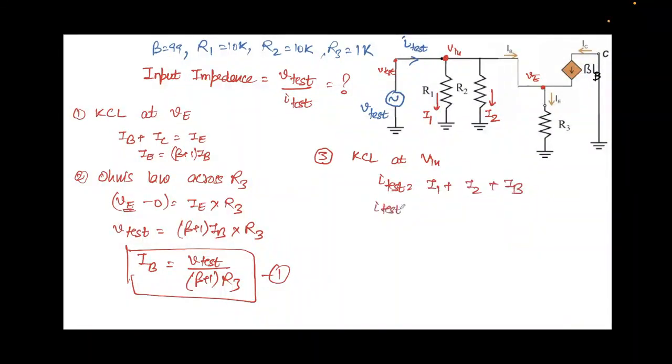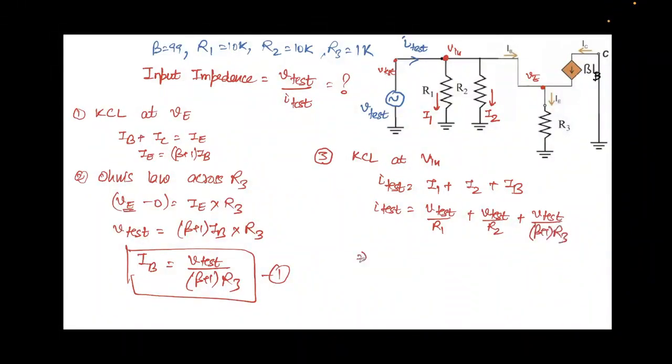So I'll get I test equal to, now I1 is nothing but, we know that this voltage is nothing but V test. This is a wire. So this will come out to be V test over R1 plus V test over R2. And we know the value of IB from expression 1, which we'll use here. So that will be V test over (beta plus 1) times R3.